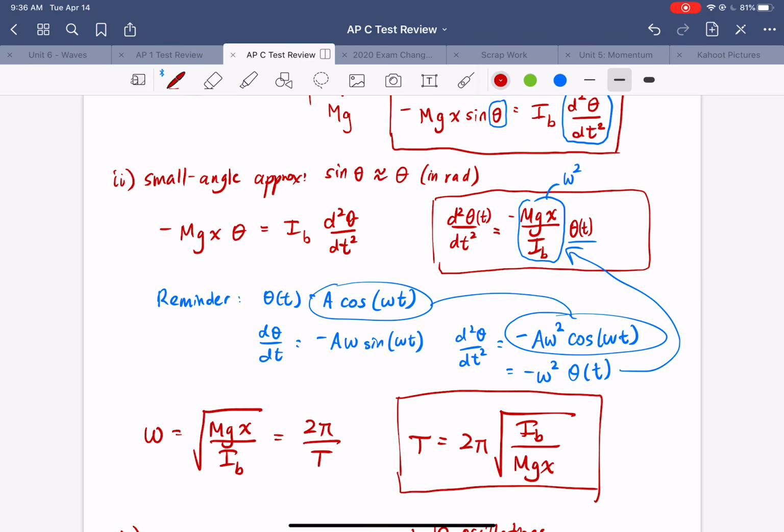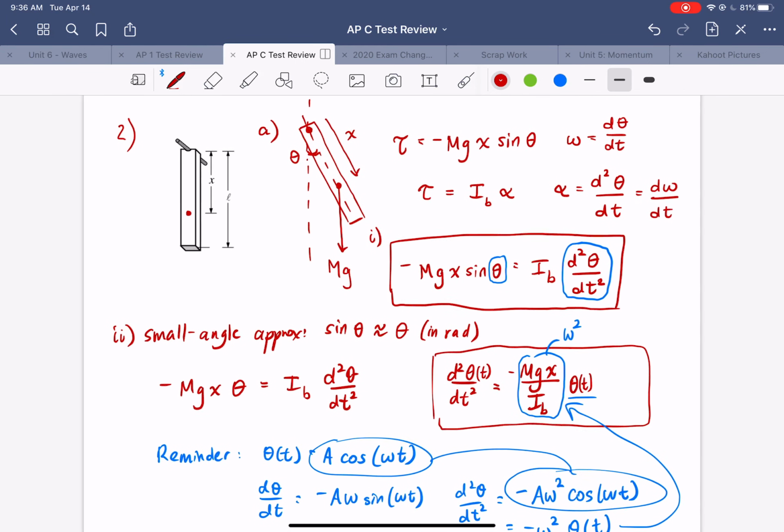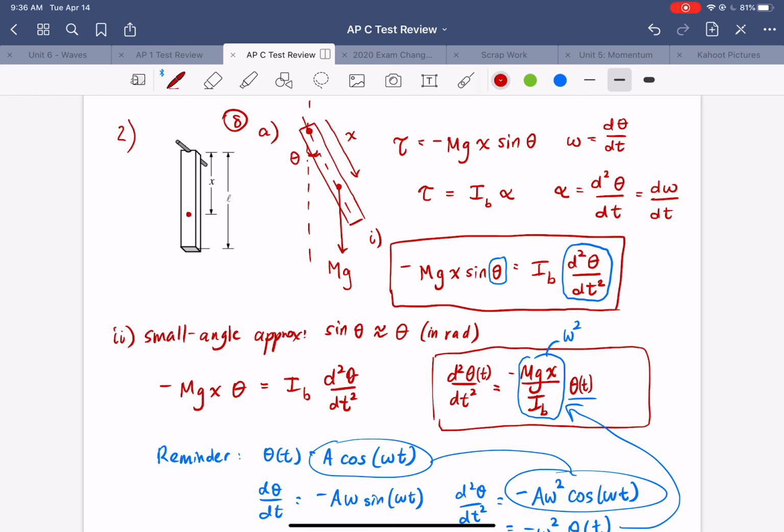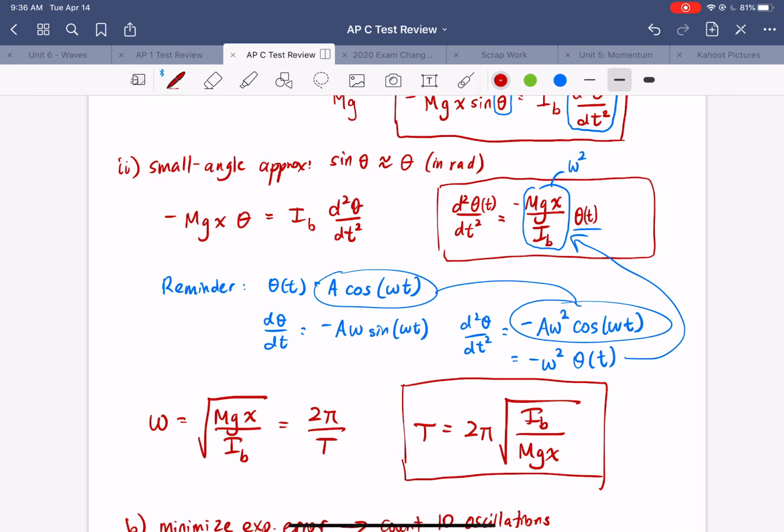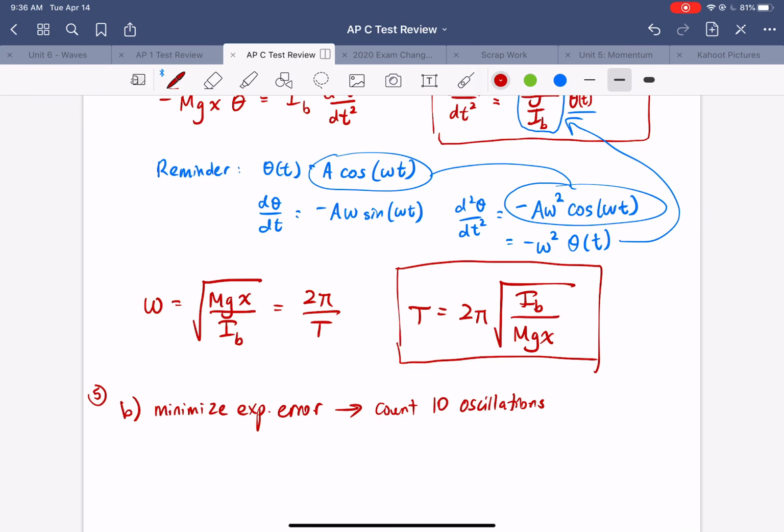So to keep track of where we are here, part A was actually worth 8 points. Each subpart was worth 4 points apiece. Part B is worth 5 points. So that's most of the value of this problem here. The final 2 points are from part C.